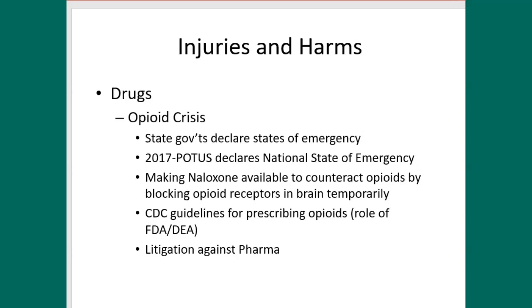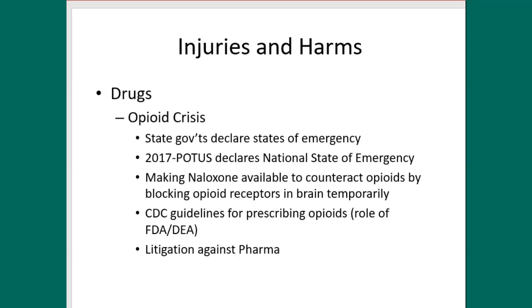The opioid crisis has risen to such a level that many state governments have declared states of emergency. You know that there are some states where it's more prevalent than others. I believe places like Vermont and New Hampshire, perhaps Minnesota, have very severe opioid problems.